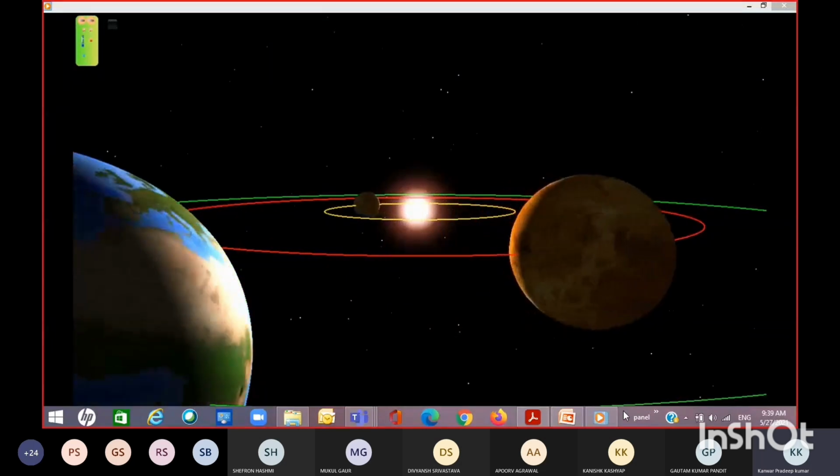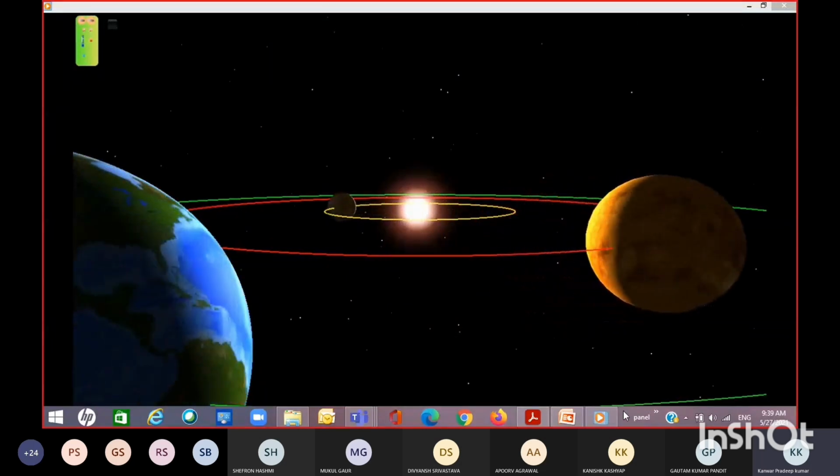Some things may be irrelevant, but try to relate to your topics as much as you can. So you can see the sun in the center, Earth is rotating, Venus and Mercury.